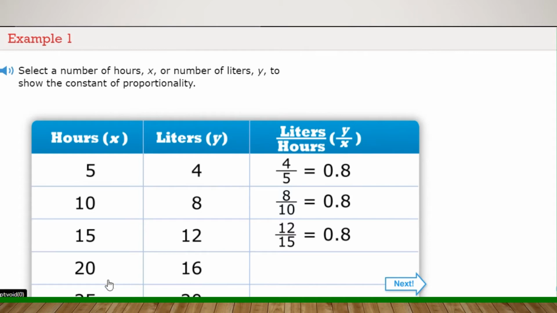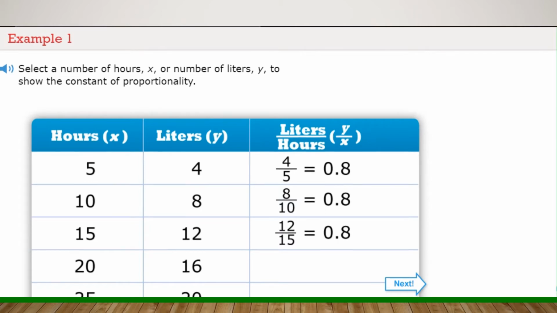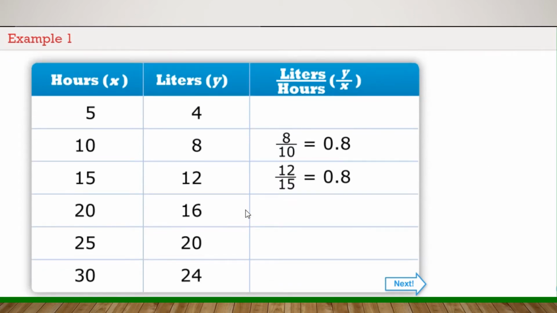Now, if we do the same thing here, we put 16 over 20. They're both divisible by 4, so we would simplify, and we would get 8/10. Same here, 20 over 25, simplify, 8/10. 24 over 30, both divisible by 6, and we will get 8/10. So this shows a proportional table because all ratios simplify to the same thing.